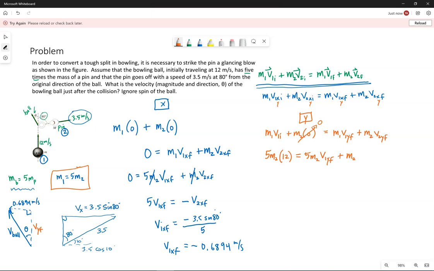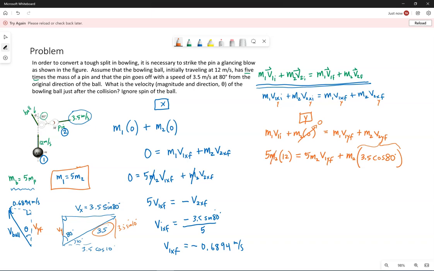Mass 2 is the pin. We don't know the value, but that's okay. In the y direction for the pin, we know the speed is 3.5. The y component is adjacent to that, so we will have 3.5 cosine of 80 degrees. So this is the final y component of the velocity of the pin. And again, you could have 3.5 sine 10. That works as well.